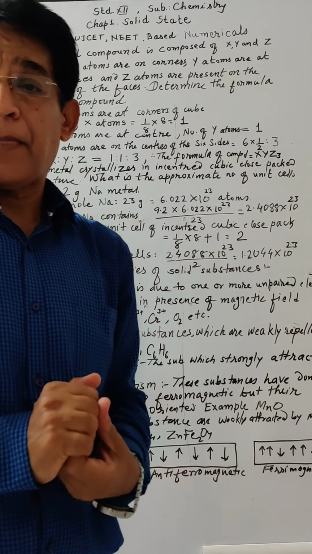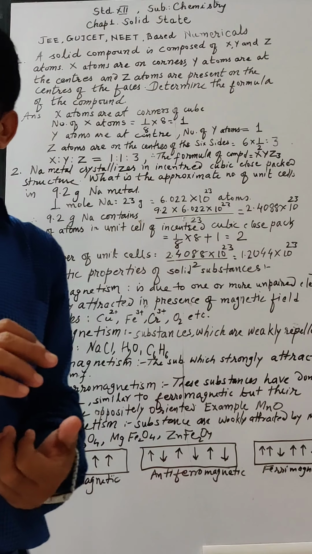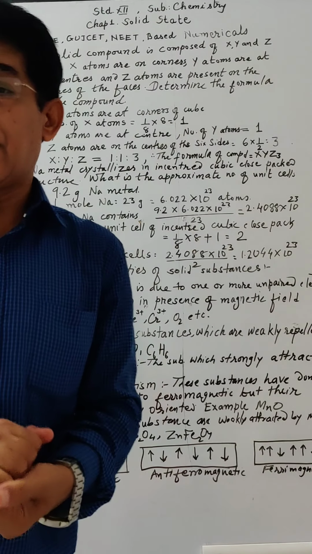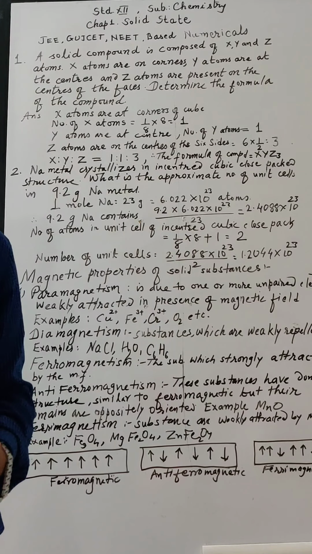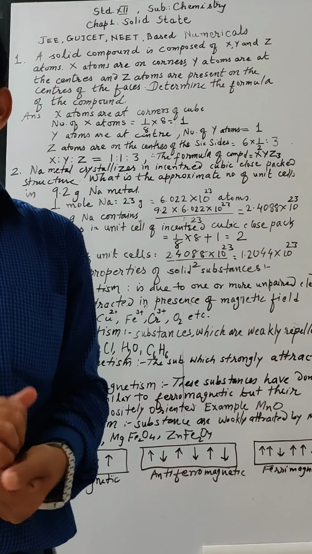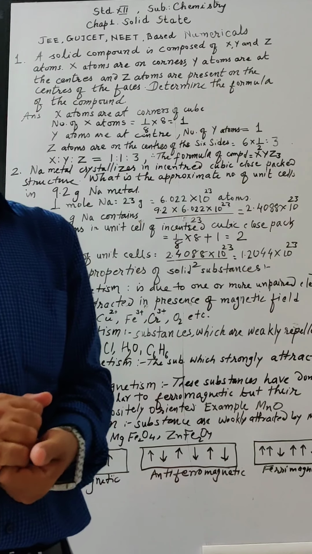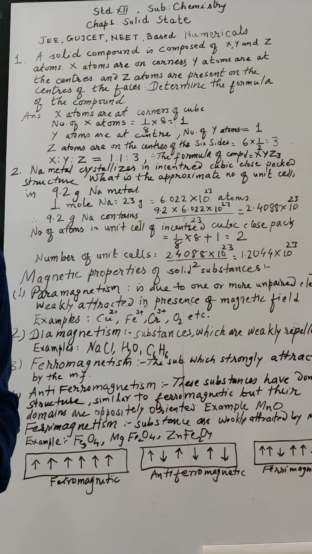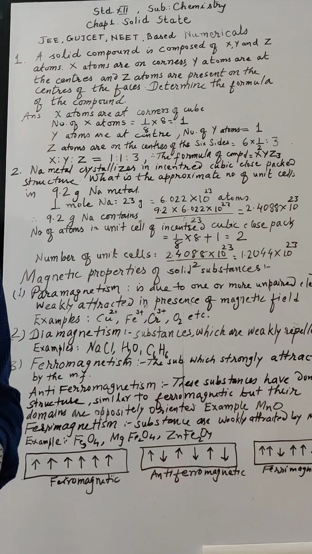Next property, anti-ferromagnetism. These substances have domain structure similar to those of ferromagnetic substances, but their domains are oppositely oriented and cancel out each other's magnetic moment. Example, MnO. MnO is anti-ferromagnetic substance.